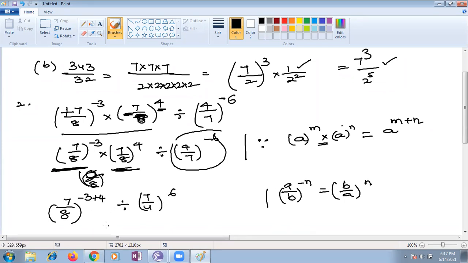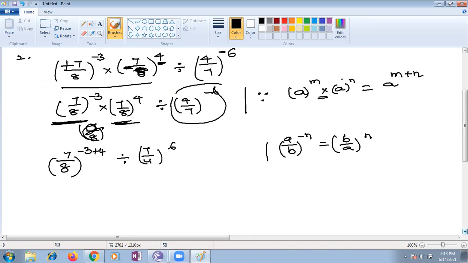Next step, can you please continue that? 7 by 8, 7 upon 8. Here the power is 1. This becomes multiplication, so what should we do with this part? The reciprocal: 4 by 7, the whole to the power 6.